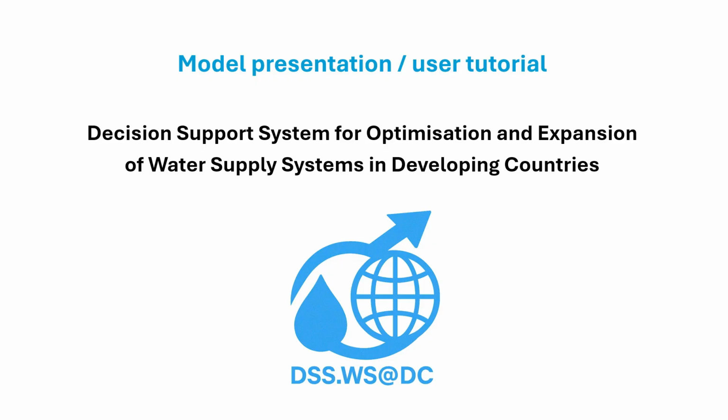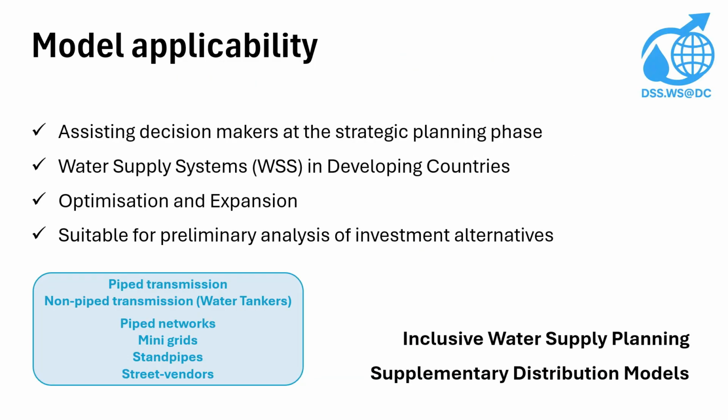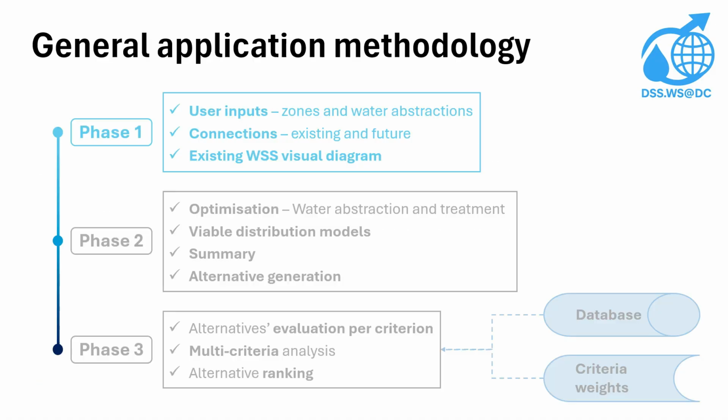My name is Carolina and the model was developed as part of my master's thesis. Its purpose is helping decision makers during the project stage of strategic planning. The tool is tailored for urban and peri-urban areas in developing countries. It can be applied to cases with both existing infrastructure and areas where a new formal water supply system needs to be planned from scratch.